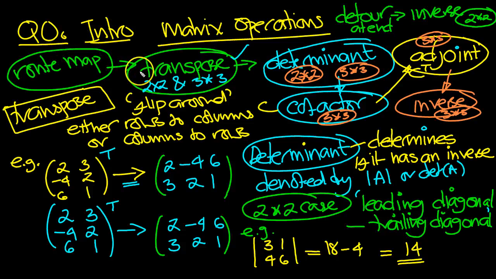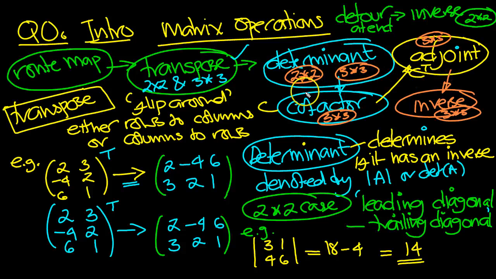Okay guys, here's the intro for this section of questions on matrix operations. We're going to go on a little route map here. We're going to go to transpose first in the first few questions. Then we're going to go on to working out determinants of 2x2s and 3x3s. I want to explain what they are.